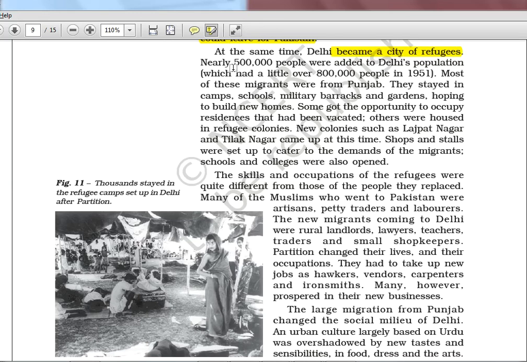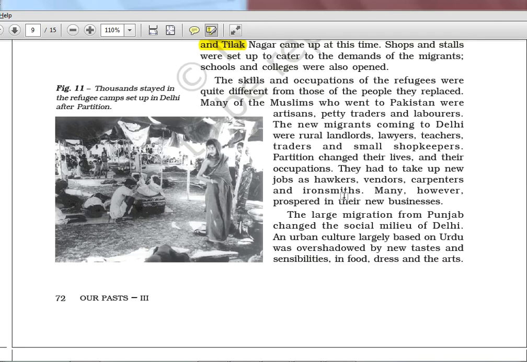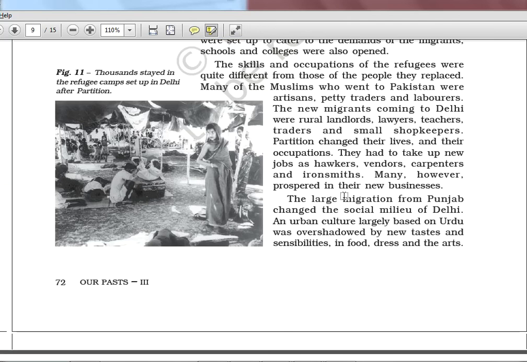Nearly 5 lakh people were added to Delhi's population, which had a little over 8 lakh people in 1951. Most of these migrants were from Punjab. They stayed in camps, schools, military barracks, gardens, hoping to build new homes. Some got the opportunity to occupy residences that had been vacated. Others were housed in refugee colonies. New colonies such as Lajpat Nagar and Tilak Nagar came up at that time. Shops and stalls were set up. So it's again like trying to regather themselves and make a new urban civilization.